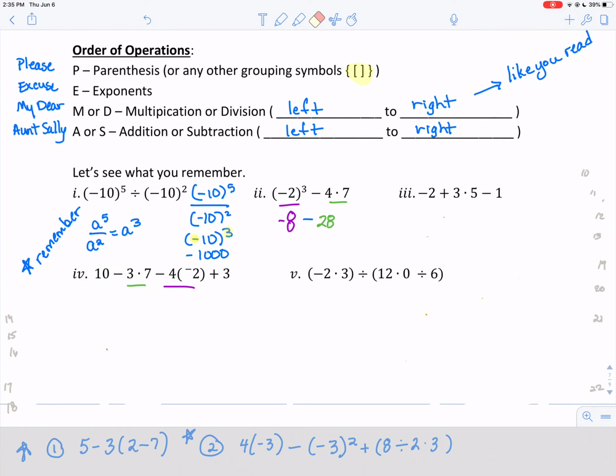You multiply the 4 times the 7. Multiplication is next. And then finally, we just have subtraction, but notice we're not really subtracting because the signs are the same. So we're going to add and keep the sign.